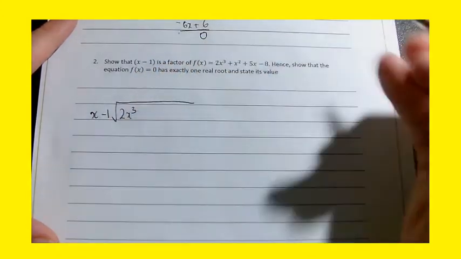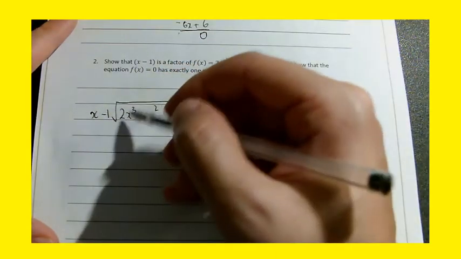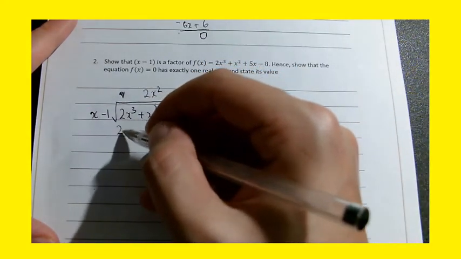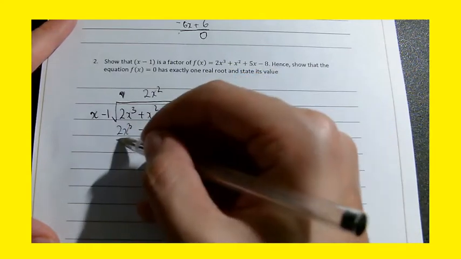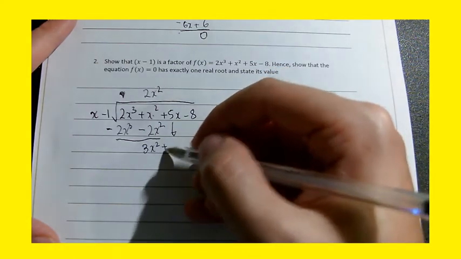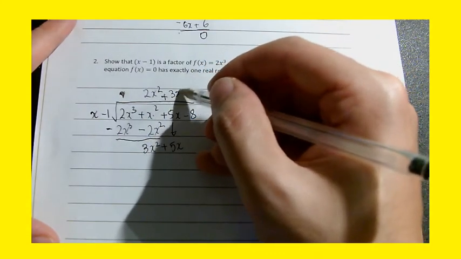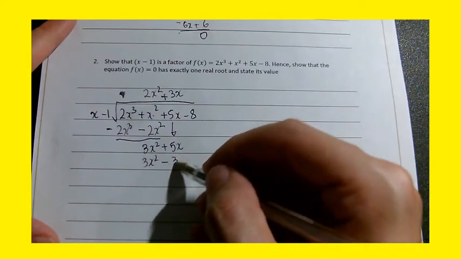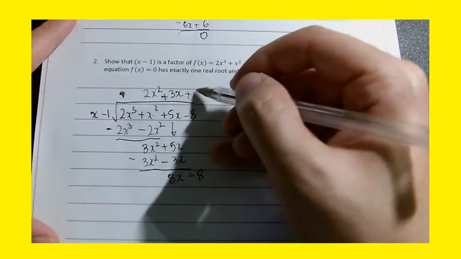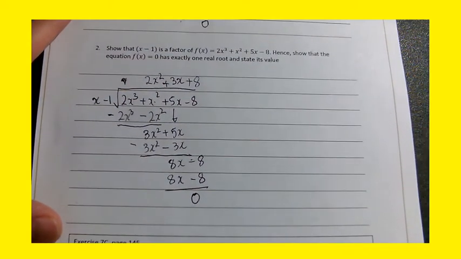So 2x cubed plus x squared plus 5x minus 8. Okay, x into 2x cubed is, sorry, let's write this in the proper place. I want everything to be aligned. 2x squared. That will give you 2x cubed minus 2x squared. 1 minus minus 2 is 3, plus 5x. Okay, x into 3x squared is 3x. So you get 3x squared minus 3x. So you get 8x plus minus 8. And clearly then we're left with 0, which shows remainder of 0, therefore x minus 1 is a factor.